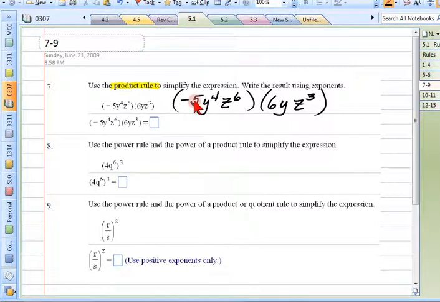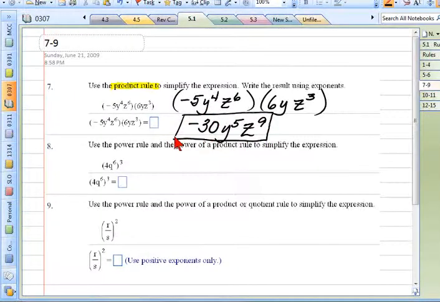If I multiply the numerical coefficients, what do I get? Negative 5 times 6. Negative 30. When I multiply y to the fourth times y, I get y to the fifth. And when I multiply the z's, what do I get? Z to the ninth. So you multiply plain old numbers the way you've always multiplied plain old numbers. You multiply like bases by adding their exponents.